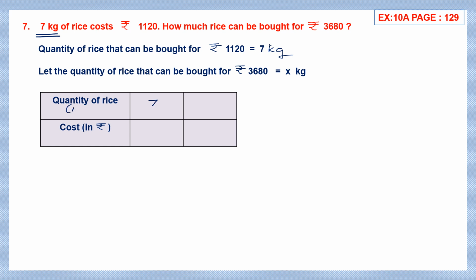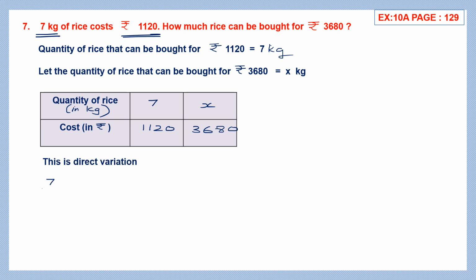Now this is in kg, so we can write that here. So we don't have to write it next to 7. And cost is 1120 rupees. Now here they're asking us how much rice, so we don't know the quantity. That's going to be x. And the amount is 3680 rupees. Again, this is direct variation.